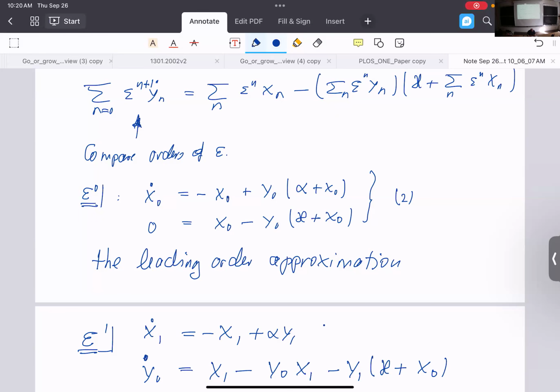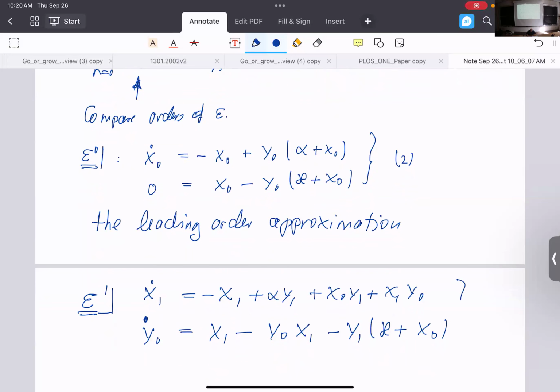Same story, so here I wrote it in terms, okay, plus x0 y1 plus x1 y0. So same thing, if you have a product, you take the first order term times the 0 order term and vice versa. So you get all of this. Okay, so what happens here? Now we assume we solved already 2, and if we solve 2, we sub it in here, wherever x0 is and y0 is, and then we get a system for x1 and y1. And then we solve that for x1 and y1, etc.